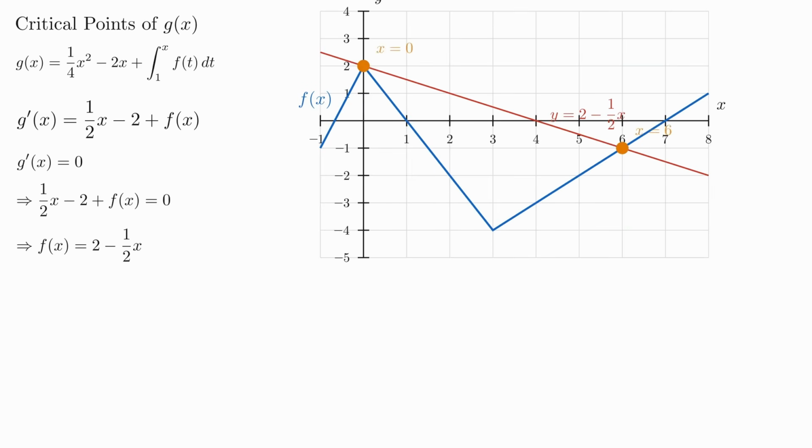And you can see we've done that. And now because I chose some nice functions, we can just see the critical points, right? Everywhere f of x equals that line is a critical point. The critical points are definitely at 0 and at 6.